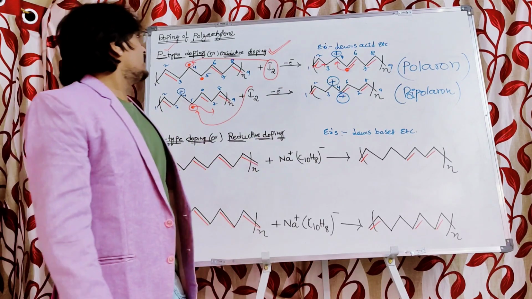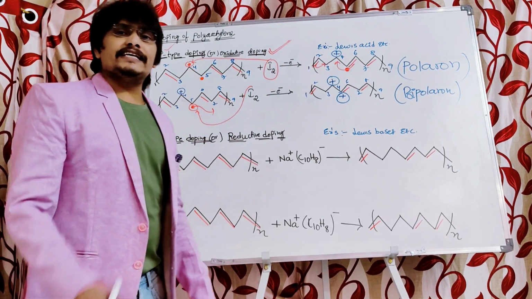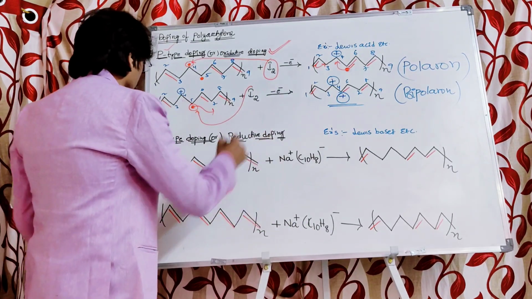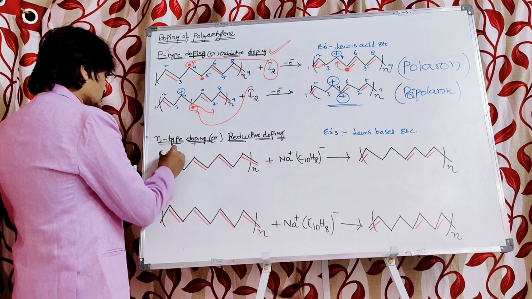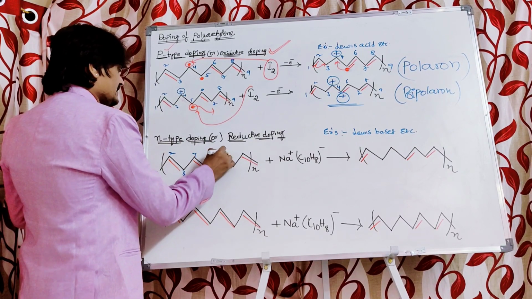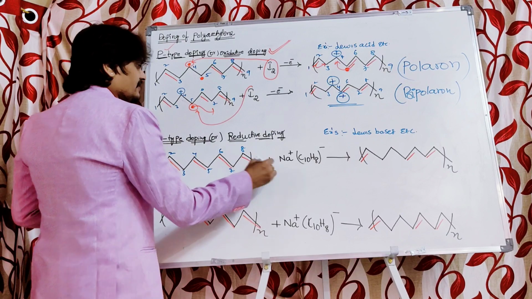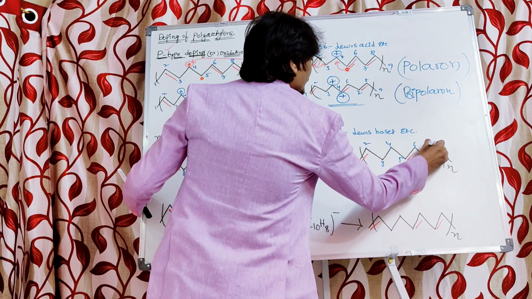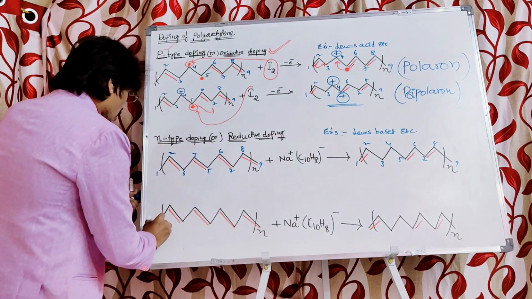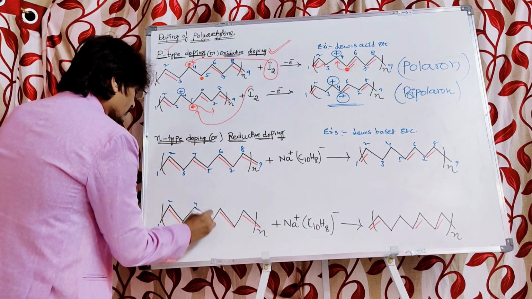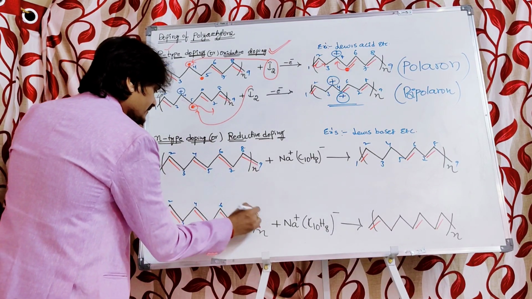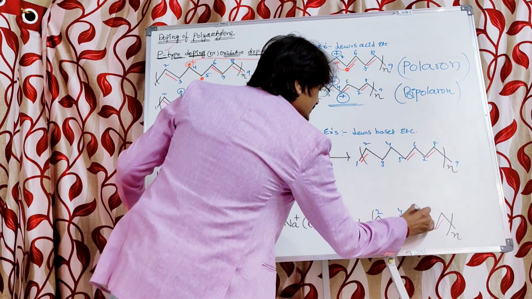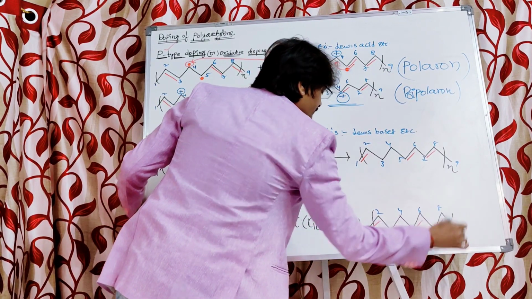So this is about the p-type doping or oxidative doping. Now, let us label 1, 2, 3, 4, 5, 6, 7, 8, 9.